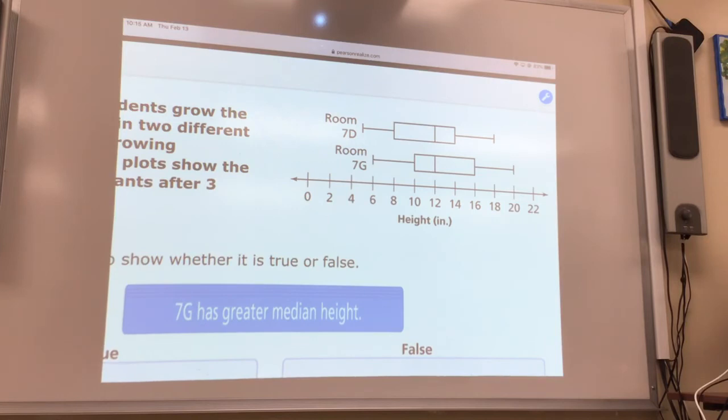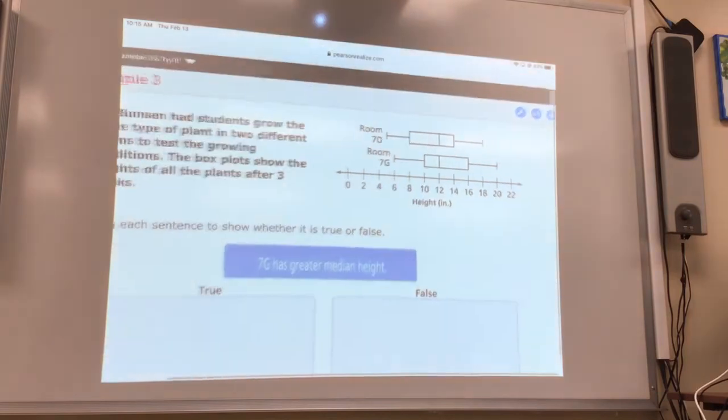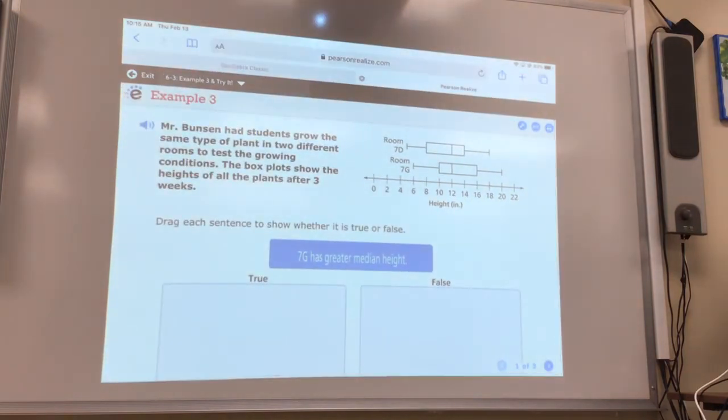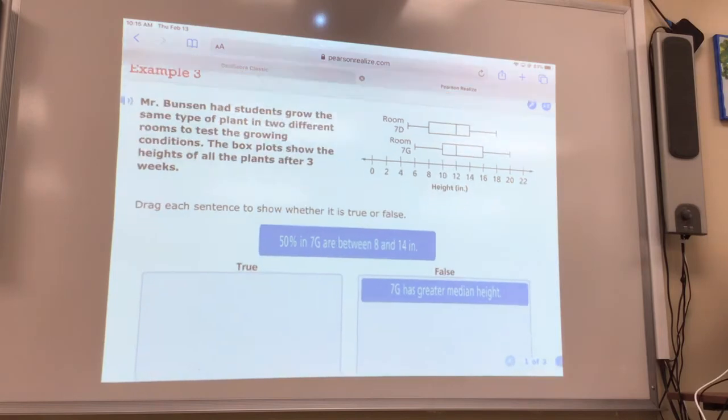False. How come? Ivan? You see on the box that 7D is a little more than 7G. Nope, they're essentially the same. They're actually equal, I think. They're really equal medians, but either way, 7G is not greater. So write 7G has a greater median height under your false column. 7G has a greater median height is false.